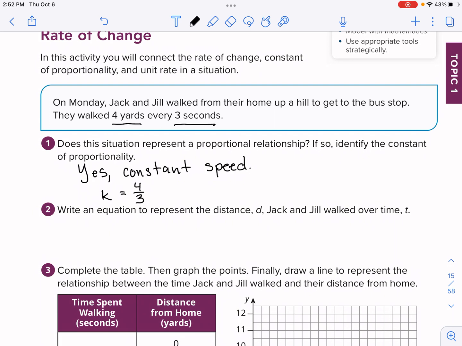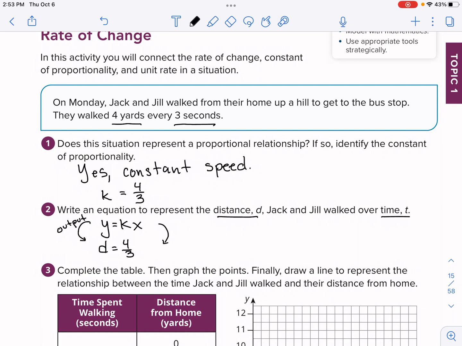Keep in mind, we have distance as being dependent and time being independent. So let's write that for number 2. It says write an equation to represent the distance, D, Jack and Jill walked over time, T. Now, typically for an equation, we would write y equal to kx. Instead of y and x, we have other variables here. Our k value we know is 4/3, 4 yards. And we know that this is our output, or dependent variable. The output here is distance.